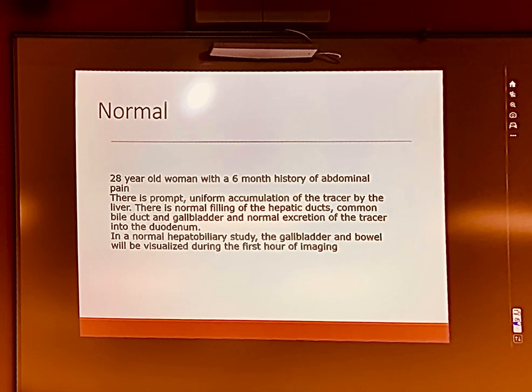So, here we go. This is the case history for that lady. Yeah, that one was normal. 20-year-old woman with a 6-month history of abdominal pain, prompt uniform accumulation of the tracer by the liver, normal filling in hepatic ducts, common bile duct, and gallbladder, normal excretion of the tracer in the duodenum. In a normal hepatobiliary study, the gallbladder and bowel will be visualized during the first hour of imaging.